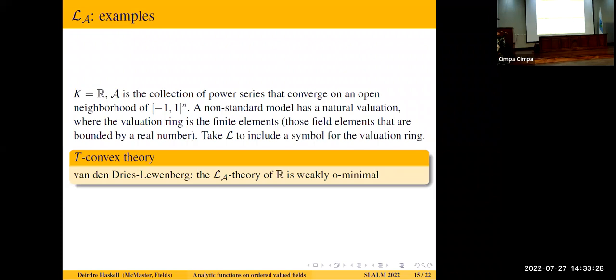And then we get a theory which is weakly O-minimal. Of course, as soon as I put in the valuation ring, it's not going to be O-minimal anymore because I have that final set over there, which is the valuation ring. But I do get the next best possible, which is that it's weakly O-minimal. So even though I've added all of these extra functions, I still have the fact that the definable sets in one variable are just finite unions of points and intervals. So that's a very strong observation.